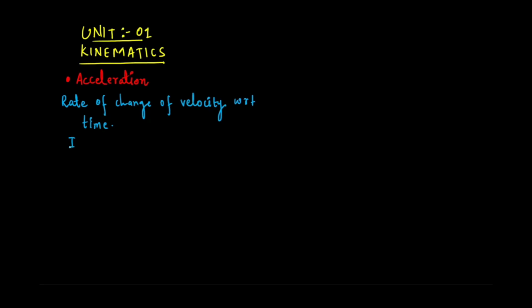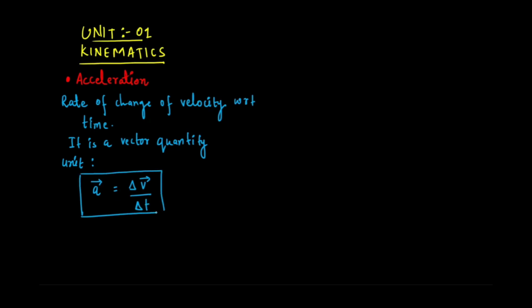It is a vector quantity again, and whatever principles or laws we use for vectors, we'll be using for acceleration as well. Let's try to find out what its unit is going to be. Acceleration is represented by a vector. It is nothing but the rate of change of velocity, which we represent by delta v by delta t. So what is the meaning of these terms? Let us try to figure it out.